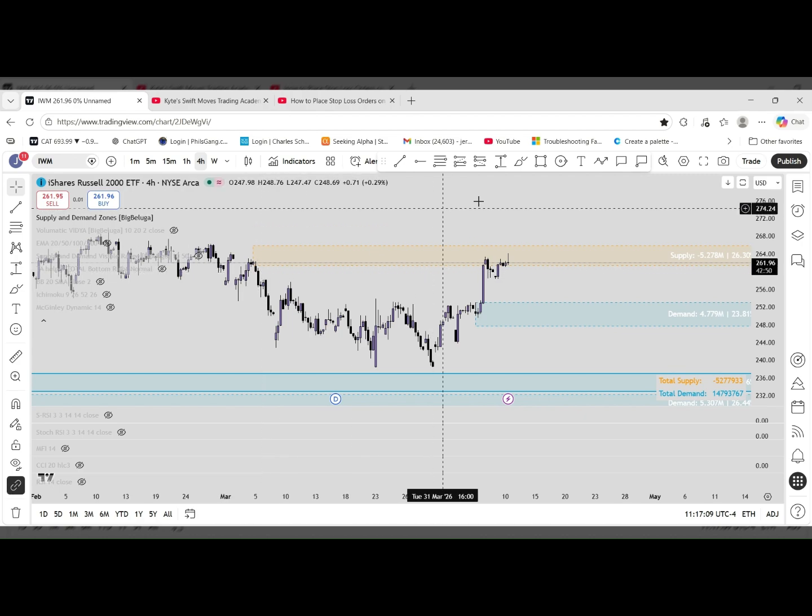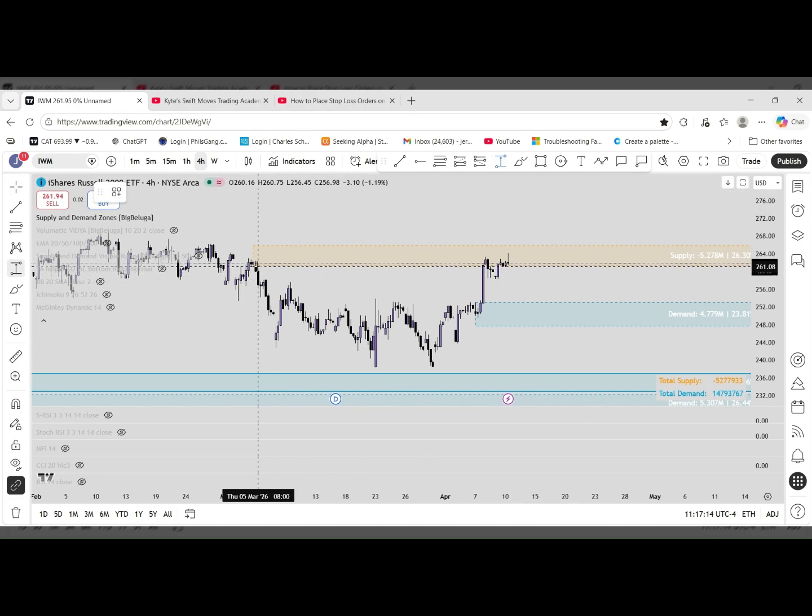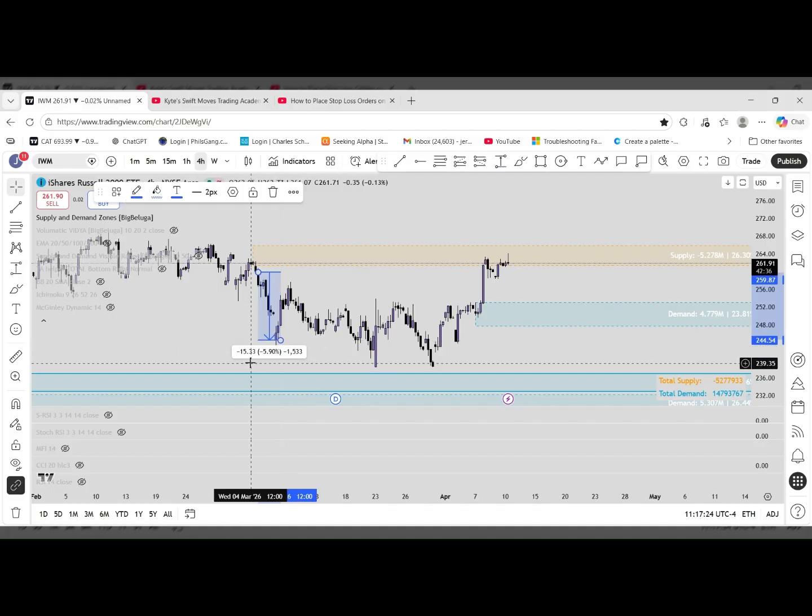So to give you an idea, I'm going to use the price range tool. If I would have gotten in right here, and right about here I would have thought, oh, this thing's going to turn around, that's what this is showing you: that was a $15.33 minus, meaning it was going down, but that's $15.33 per share change.